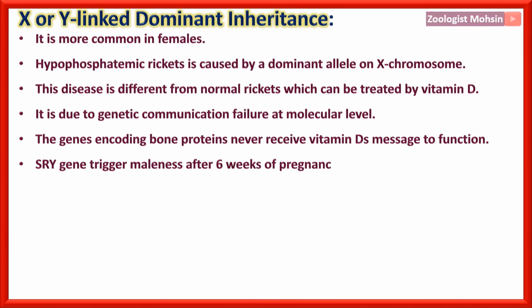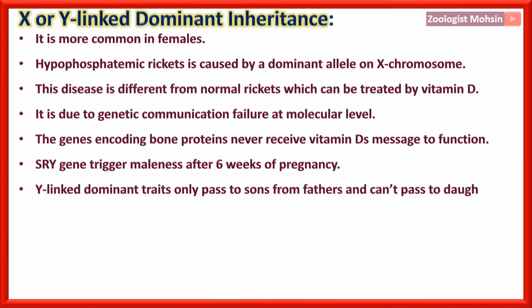The SRY gene triggers maleness after 6 weeks of pregnancy in humans. Y-linked dominant traits only pass to sons from fathers and cannot pass to daughters, because daughters do not receive the Y chromosome.